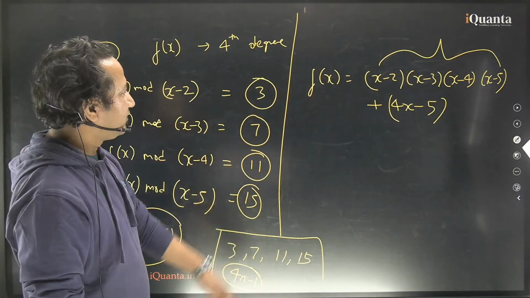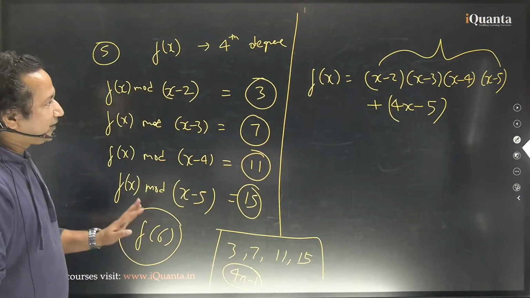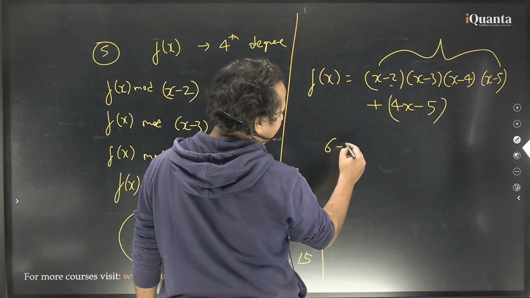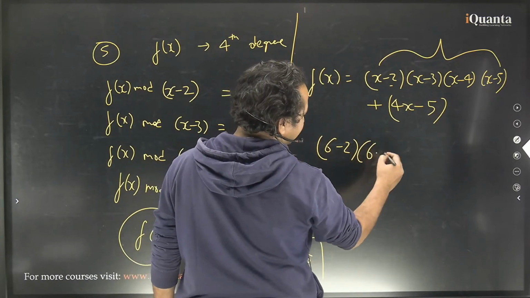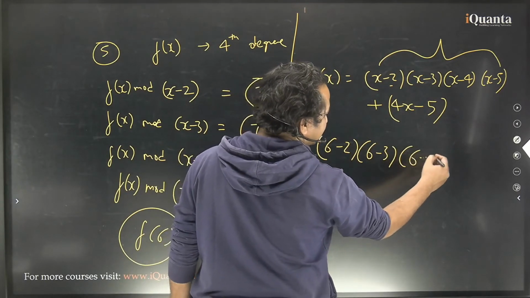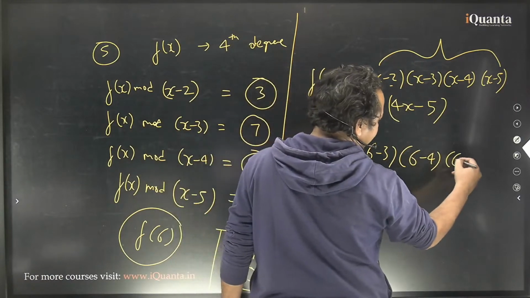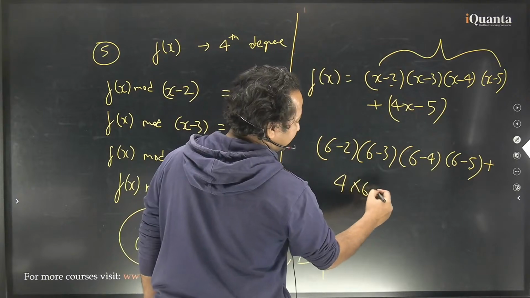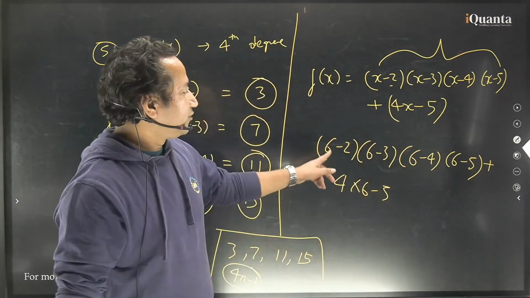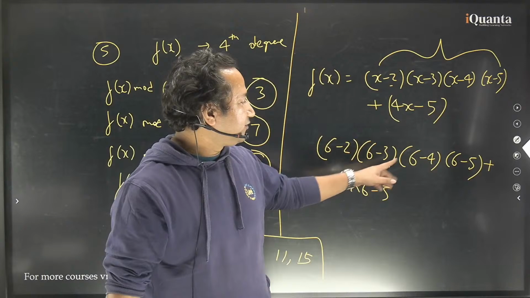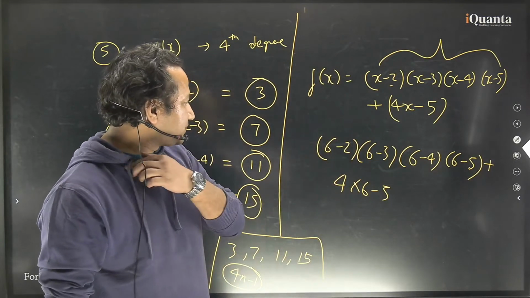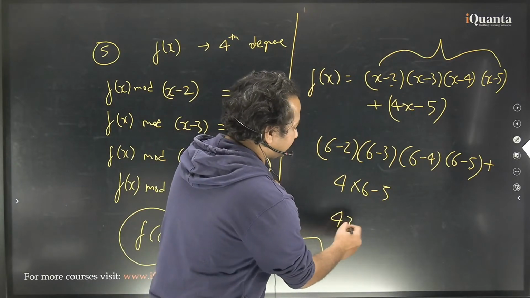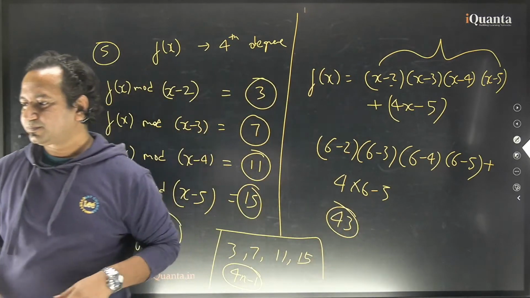चलो अब हम एक काम करेंगे. What we need to find is f(6). I'll just put x as 6. So what do I get? 6 minus 2 multiplied by 6 minus 3 multiplied by 6 minus 4 multiplied by 6 minus 5 plus 4 into 6 minus 5 is what our answer will be. 4 3s are 12, 24 plus 24, 48 minus 5, we get 43 as our answer. Cool.